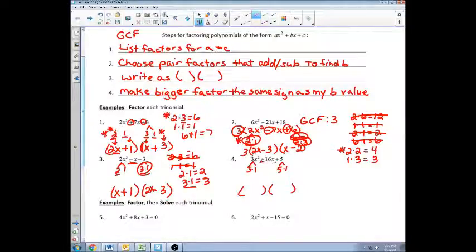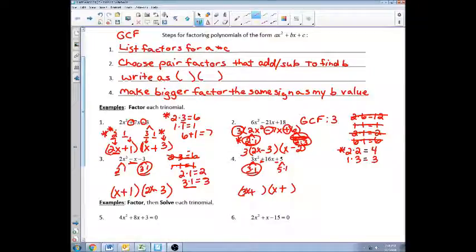Both of my signs here are positive, which means that both of my signs inside the parentheses are going to be positive. Because my signs are the same inside of my parentheses, it does not matter where I put my 3x and my x. It does, on the other hand, matter what I multiply my 3x by and what I multiply my x by.